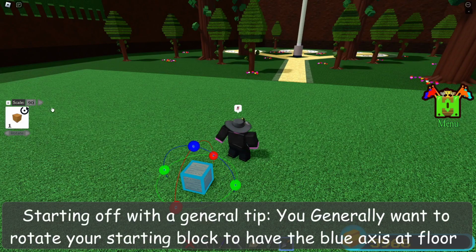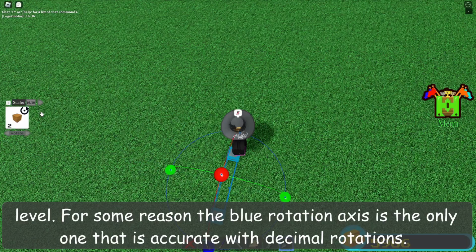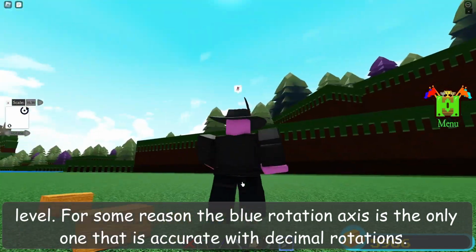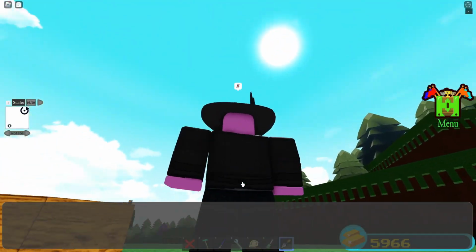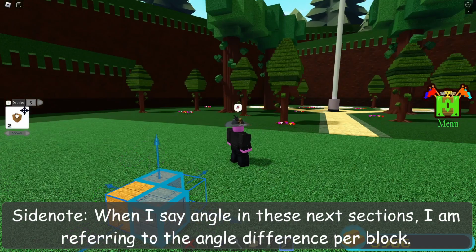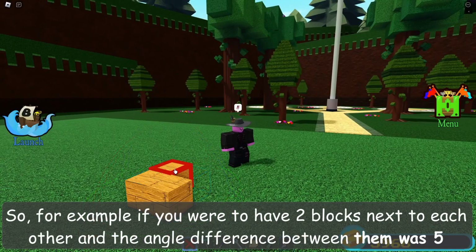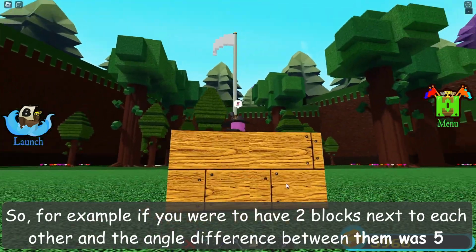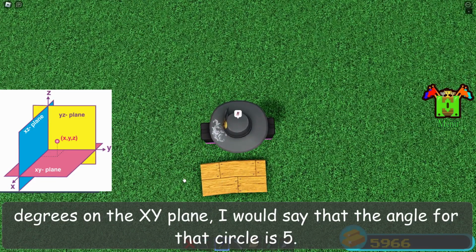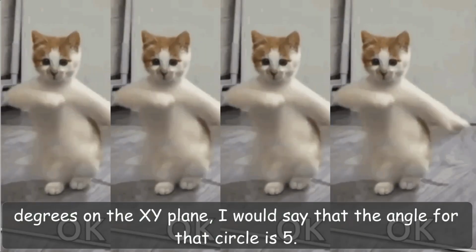Starting off with a general tip, you generally want to rotate your starting block to have the blue axis at floor level. For some reason, the blue rotation axis is the only one that is accurate with blocks rotated by numbers with decimals. Side note, when I say angle in these next sections, I am referring to the angle difference per block. So, for example, if you were to have two blocks next to each other, and the angle difference between them was 5 degrees on the XY plane, I would say that the angle for that circle is 5.